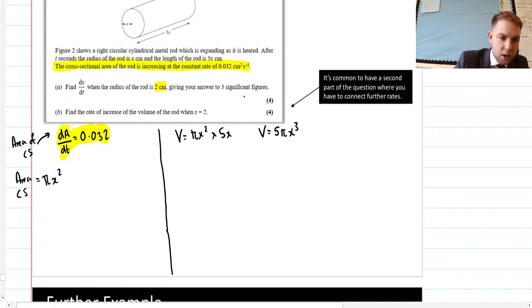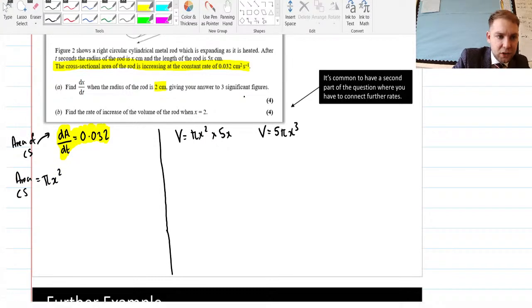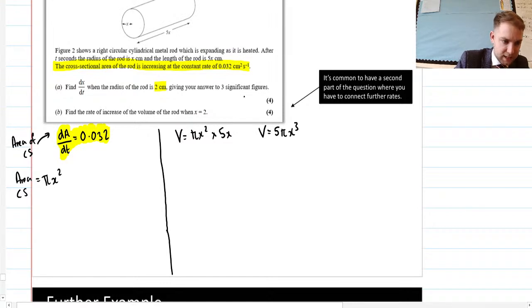So we're going to have to use some kind of chain rule here. And the chain rule for this is going to be that dA by dt is equal to dA by dx, which I can work out, times by dx by dt. So notice how I've split that dA by dt up into x, because that's what they're asking for. They're asking for dx by dt. Now the only thing that I've got is dA by dt. I know that's equal to 0.32. The only thing that I haven't got is dA by dx.